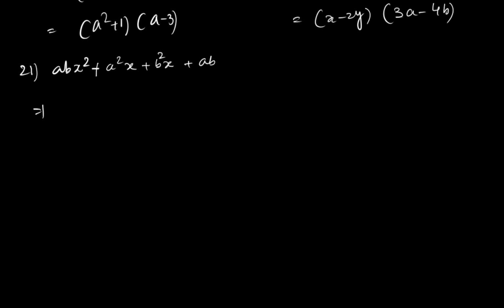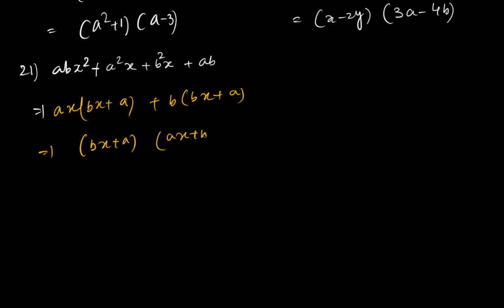I don't know whether it will be possible to factorize, but I'm not gonna change the organization. I'm not gonna reorganize the terms. Let's check whether it is possible to factorize it like that. So I can take ax common, I'll be left with bx plus a, and from here I can take b common, I'll be left with bx plus a. Yeah, it can be done. So bx plus a into ax plus b, that's the answer for the 21st question.